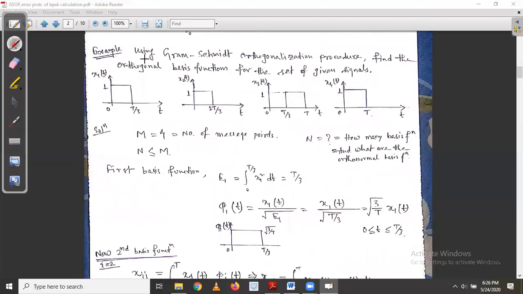Now, see this one. Using the Gram-Schmidt orthogonalization procedure, the numerical is to find the orthogonal basis functions for the set of given signals. That is, some signals are given here, so you have to find out the basis functions: how many basis functions will be there, and how they look. What are those basis functions? Okay, that is the case.